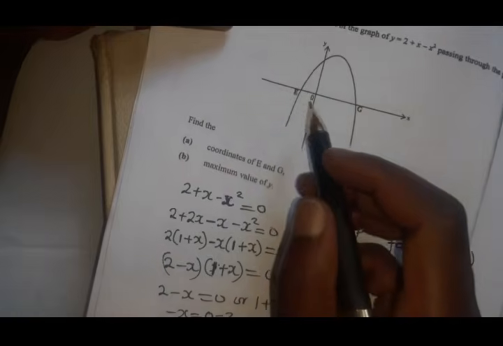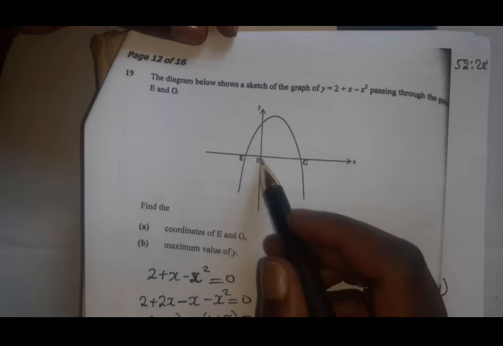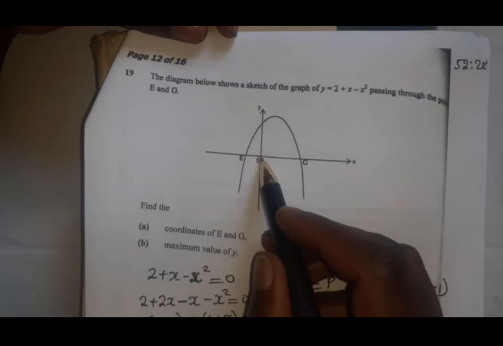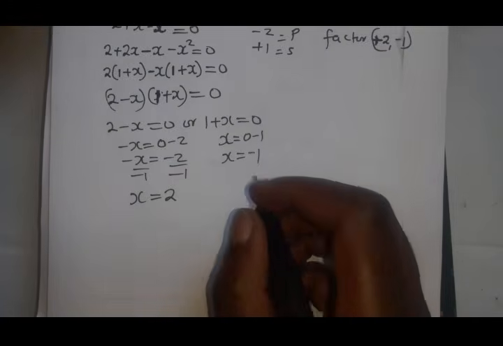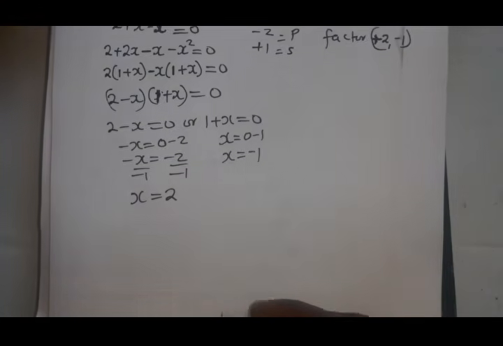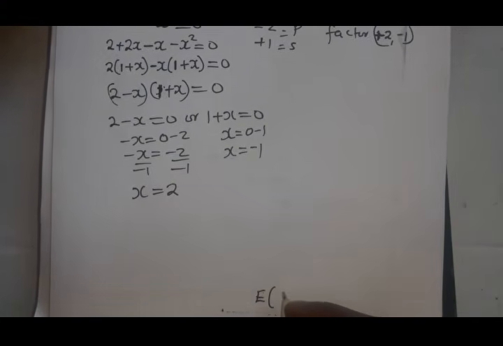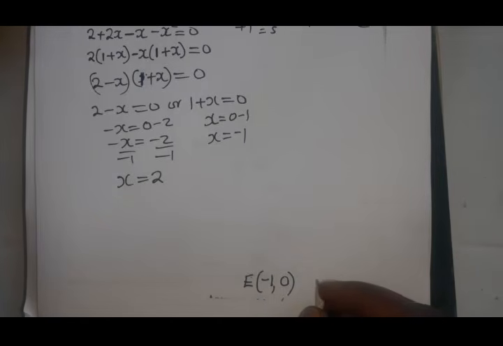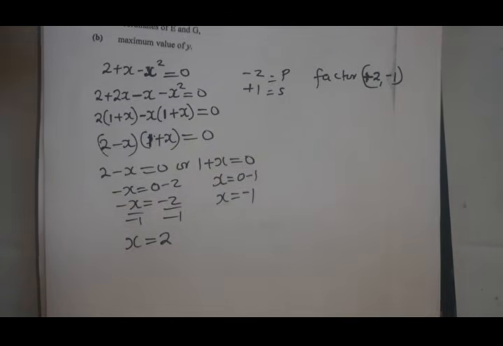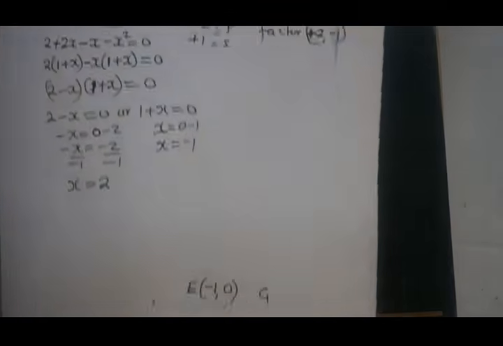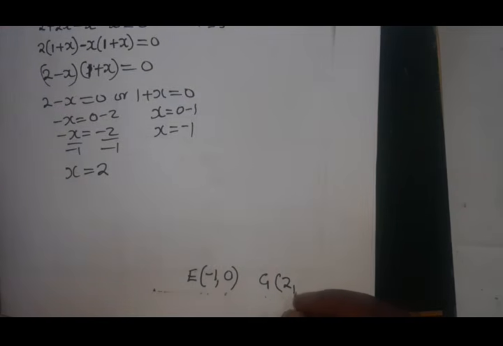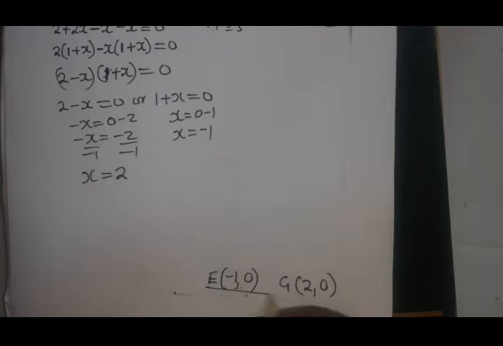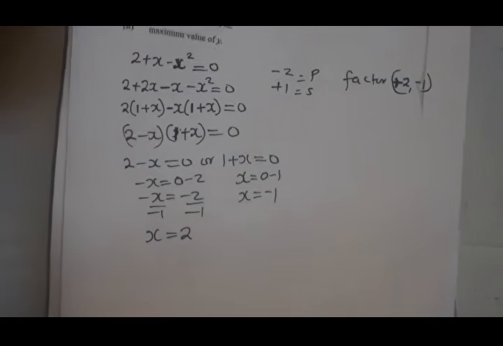So we can look at the coordinates here. So if you look at the 0, we have our 0 here. So E is on the negative side, so meaning the coordinates for E have got negative 1 and 0 for y. Then the x coordinate of G, which is found on the positive side, it's going to be 2, 0. So these are the coordinates of those 2 points.